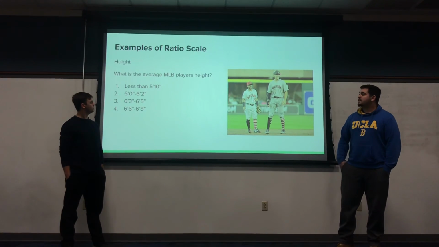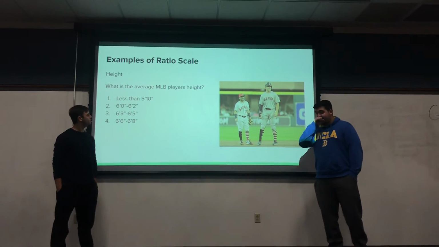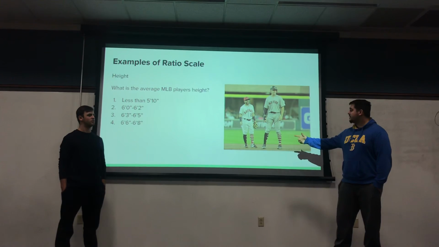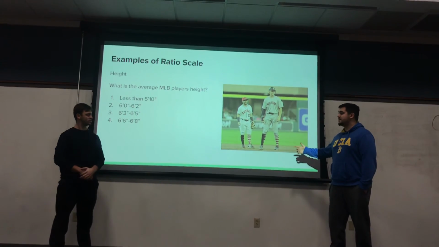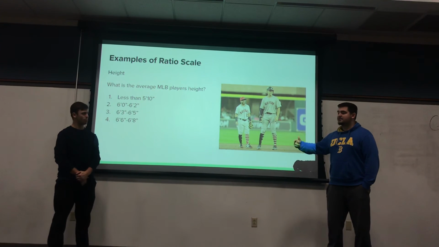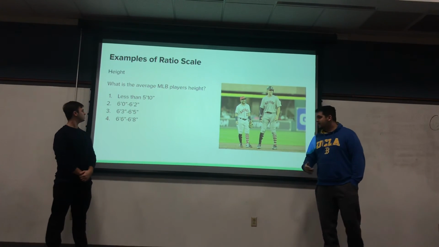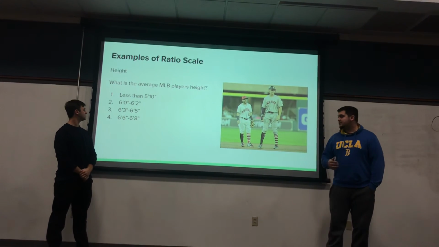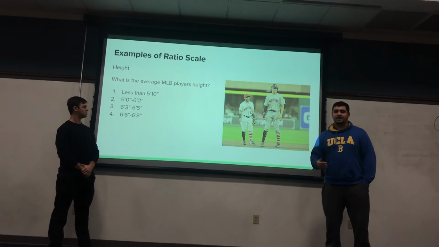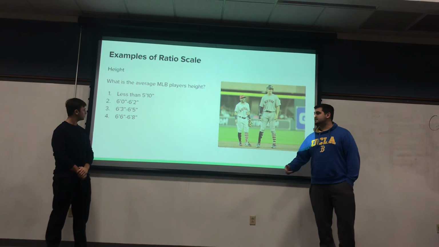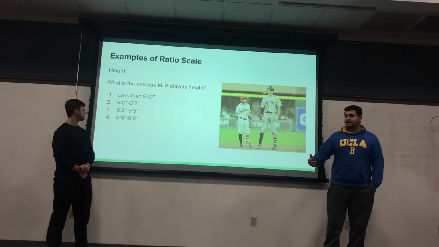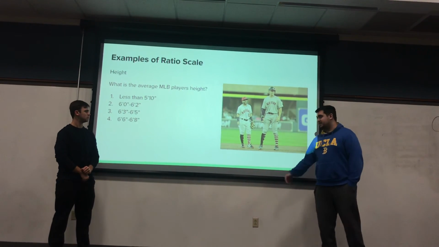And our example that we found is height. As we can see here, the height of Jose Altuve, the smallest player in the MLB, and Aaron Judge, the tallest player in the MLB. And then there are 4 classifications: less than 5'10", then 6 foot to 6'2", which is the average height for an MLB player, then we have 6'3" to 6'5", and the biggest we have is 6'6" to 6'8", which is represented by Aaron Judge.